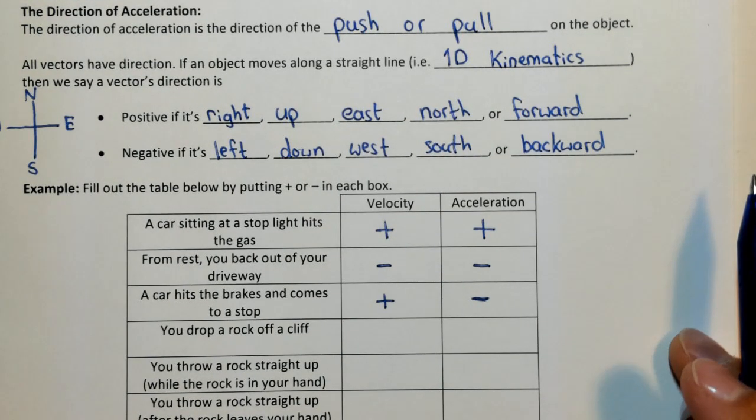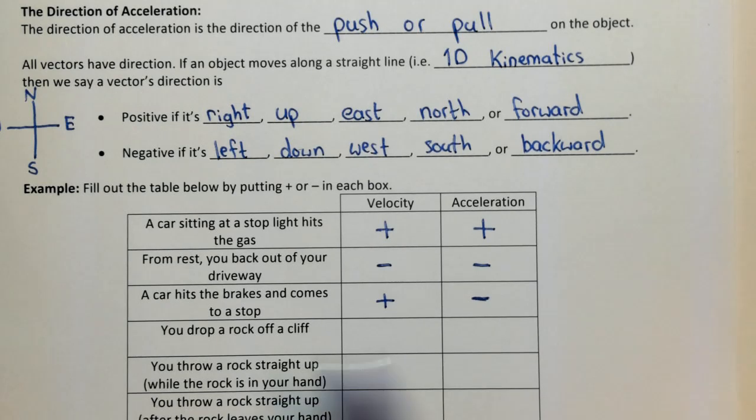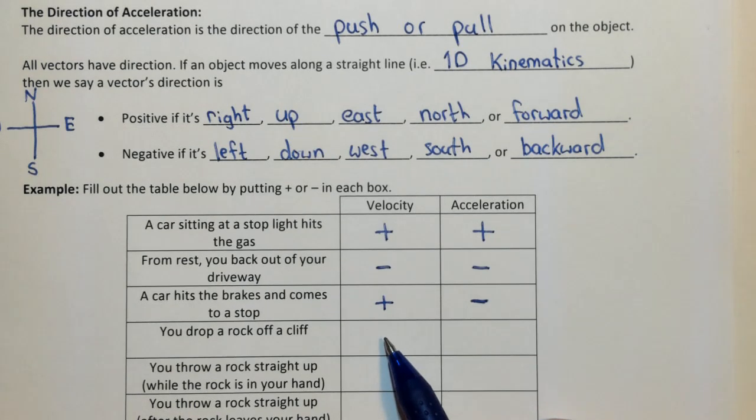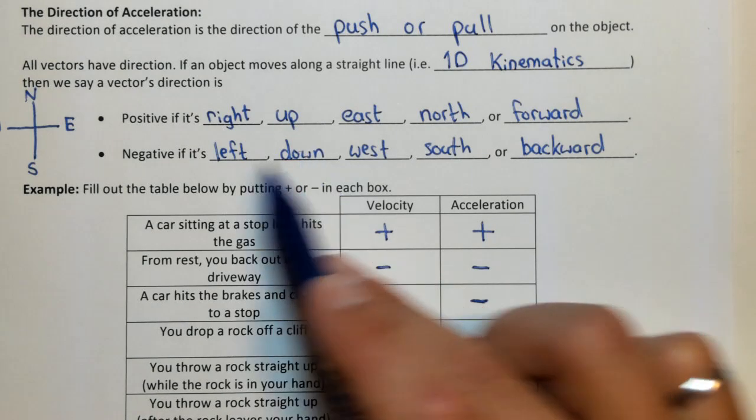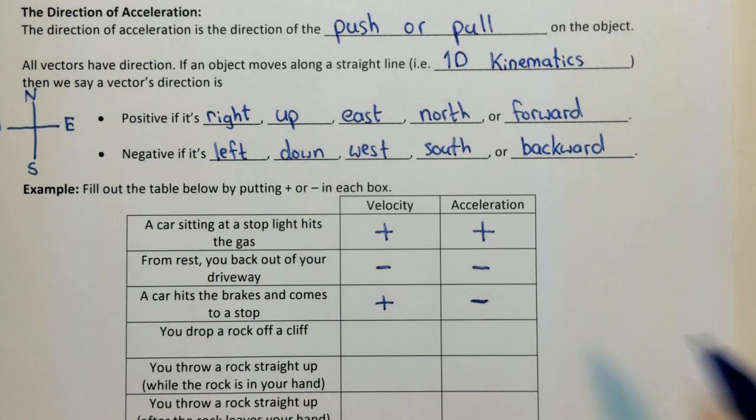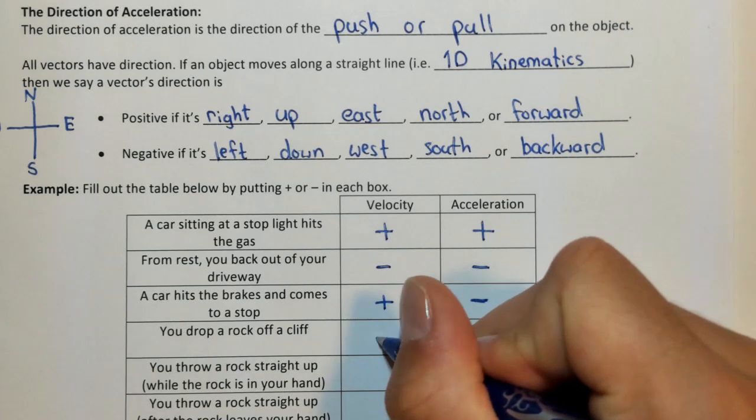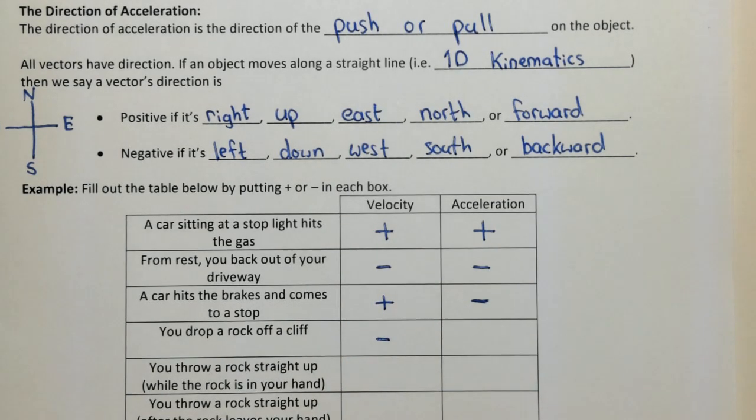Okay, you drop a rock off a cliff. Well, which way is the rock going to move? It's going to move down. We said that down is negative. And the whole time, no matter how long I wait for, this rock is going to move down. It will have a negative velocity. Which way is its acceleration? Well, which way is the push or the pull on the rock?